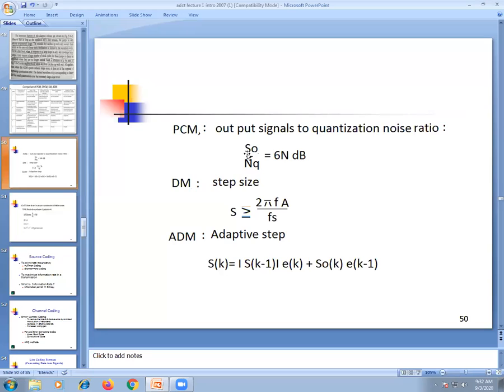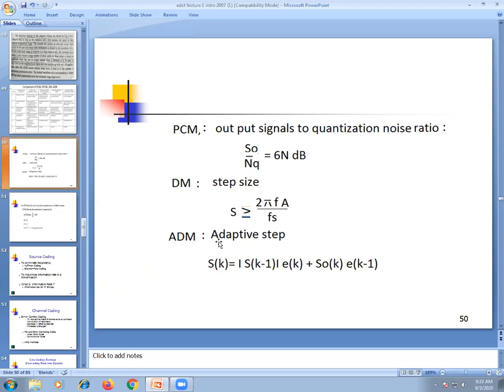Now the delta modulation. The delta modulation step size, S, is greater than or equal to 2 pi FA by Fs. What is F? F is the signal frequency, the incoming or input signal frequency. A is the amplitude of the signal. Fs is the sampling clock, because the clock frequency can be generated up or down. So S greater than or equal to 2 pi FA by Fs. This is also an important formula.